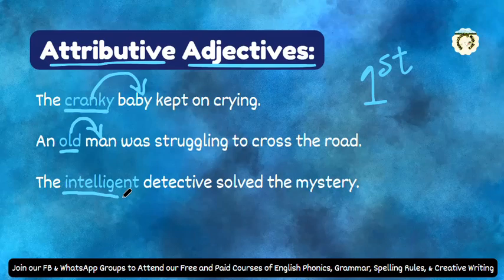The intelligent detective solved the mystery. Detective is a noun. Intelligent is an adjective. And since it's before noun, it is attributive adjective.